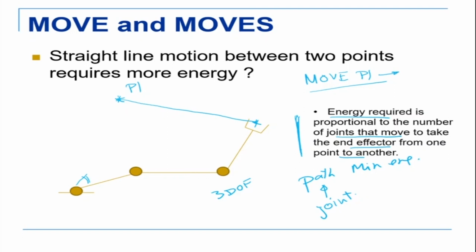Now, why is it not a straight line? It's also easy to understand. What is a straight line? A straight line is made up of infinite points, a very large number of points. If the robot has to follow this straight line, it has to do inverse kinematics at all those points. Only then can it go there. Doing inverse kinematics at so many points will take a lot of time and a lot of energy. So robots normally don't move in straight lines, for this very simple reason.